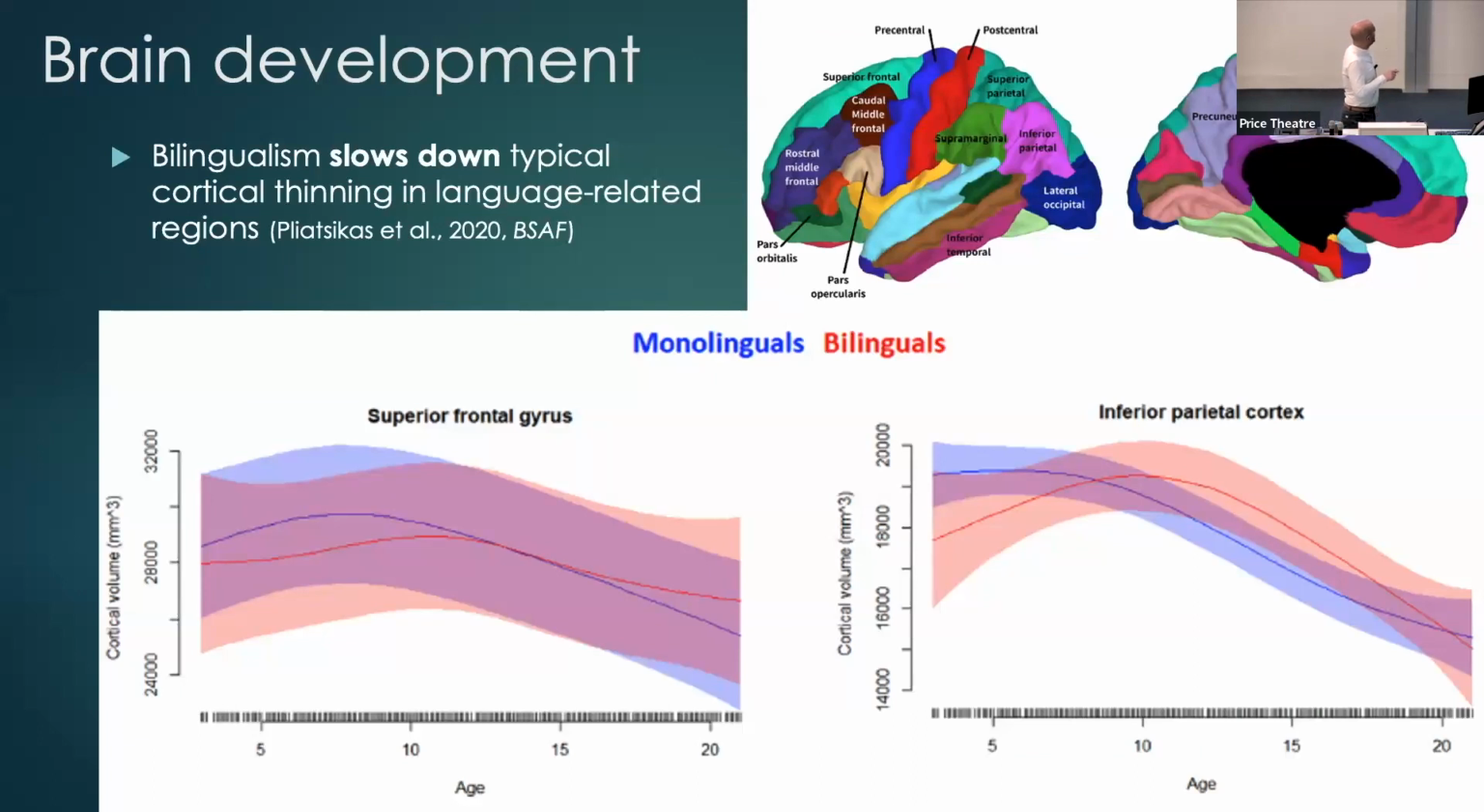The blue line is monolinguals growing from the age of 3 to 21. So it gets thinner as we develop. Again, developmental pattern, we're happy with that. With bilinguals, it seems like this thinning is delayed for a bit. So it's thicker for longer and they catch up later in life. What does that mean exactly? That's open to discussion, but at least we have evidence that bilingualism does interact with typical development of the brain.